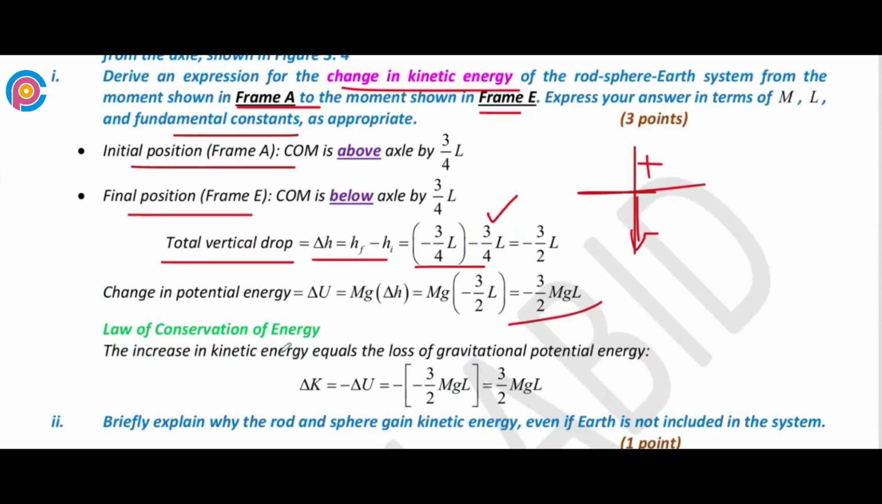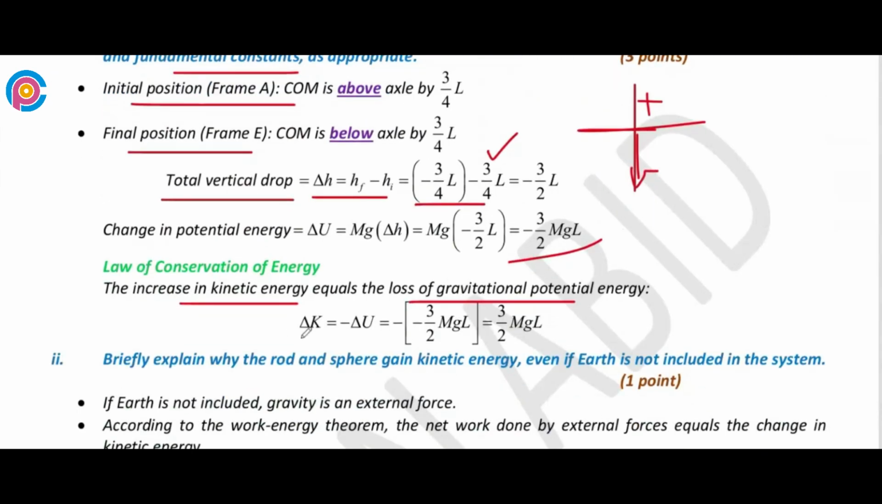According to the law of conservation of energy, the increase in kinetic energy should be equal to the loss in gravitational potential energy. So we can say delta K is equal to minus delta U, because there is a loss as the rod moves from vertically up to vertically down. Less height means a loss in potential energy, so the negative becomes positive 3/2 mgL. That is the change in kinetic energy of the body.